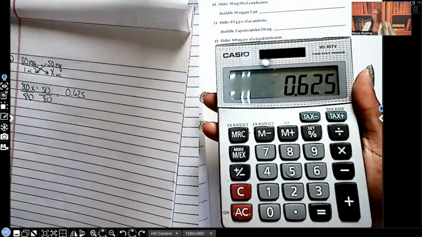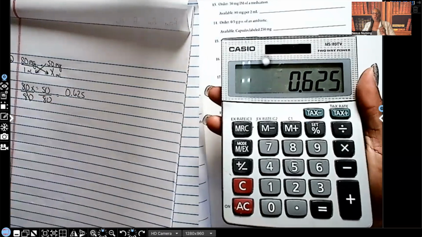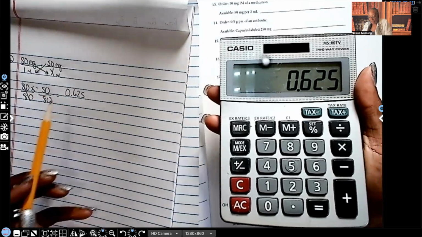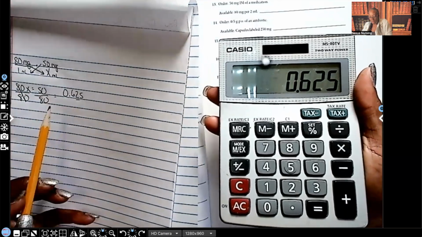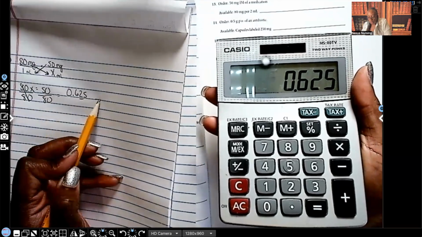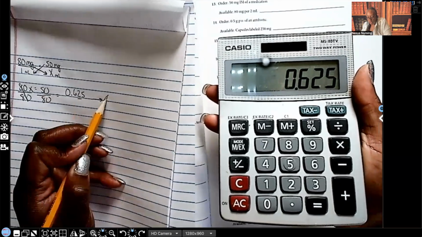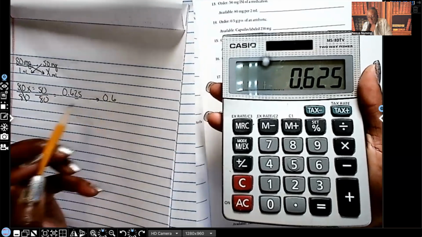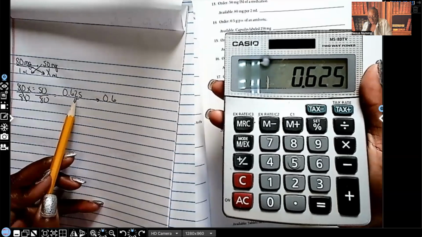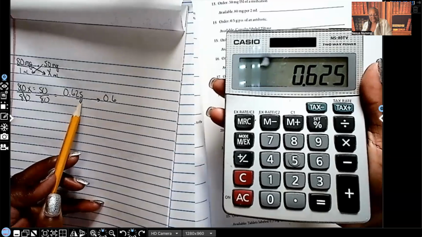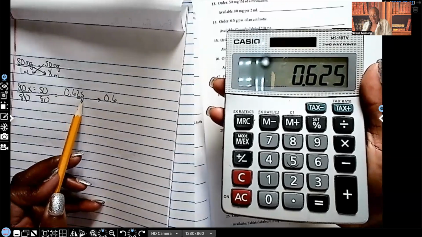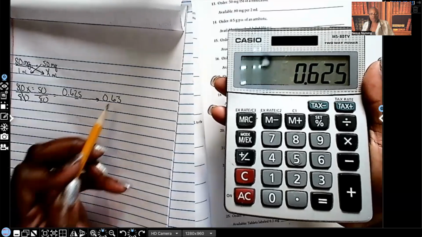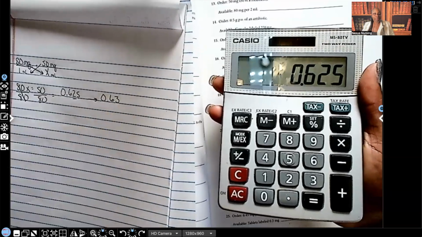Can we keep this? Well, no, because we know when the answer is less than 1, we have to go to the hundredths place, right? So that 0.625 turns into what? 0.6. Remember, we're going to the hundredths place. So you see this 2? Look at what's next to the 2. It's a 5 or higher. So this 2 turns into what? 3. Your answer is 0.63.